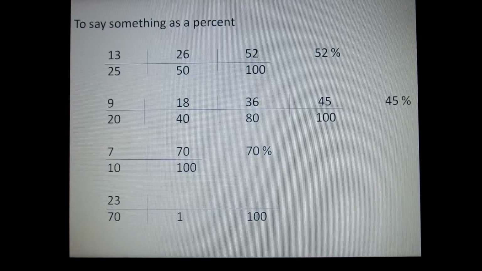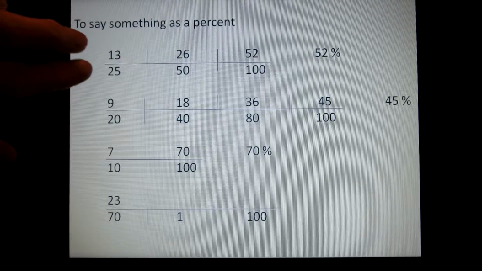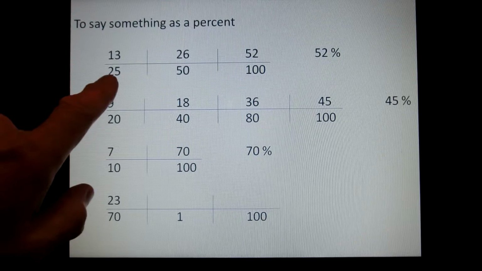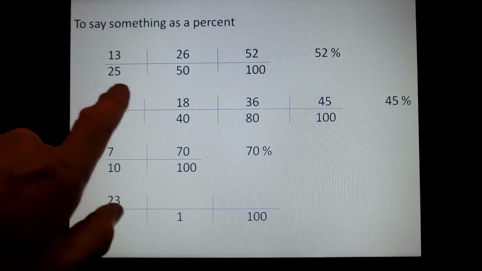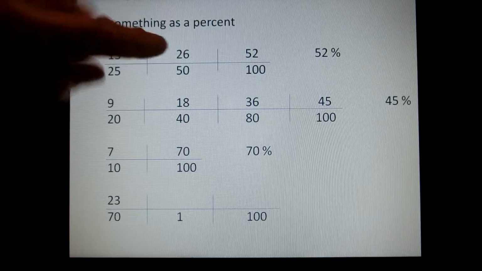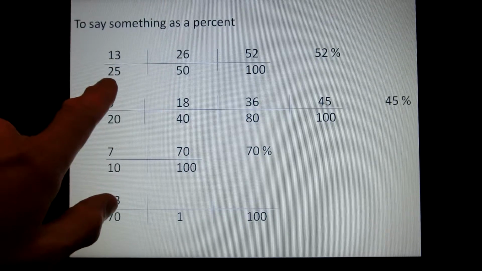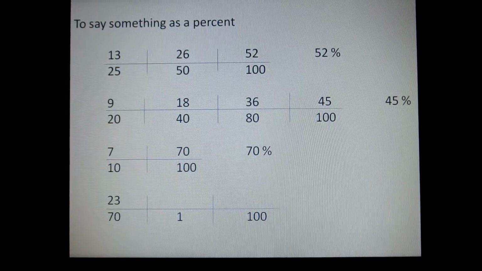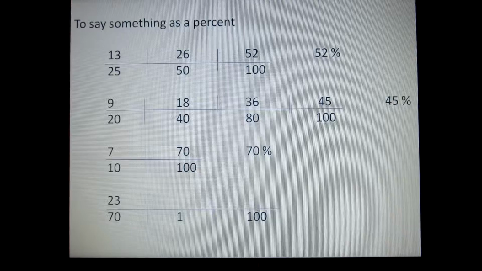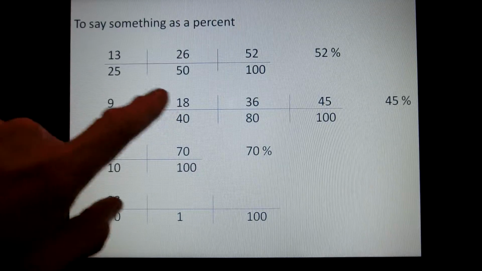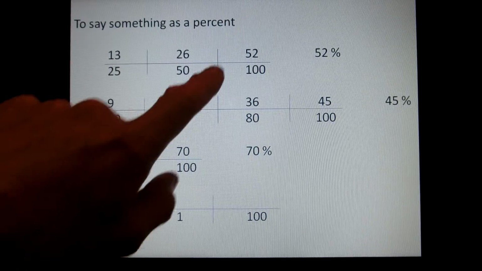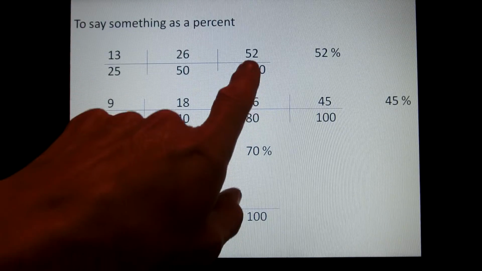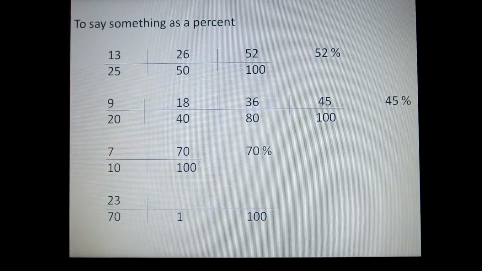You can use the ratio table idea to change the 13 out of 25 into something out of 100. I'm doubling that and doubling that so that the ratio is the same. So 13 out of 25 is worth the same as 26 to 50, or they are the same ratio. And then I'm doubling again and doubling again. So 13 out of 25, or 13 to 25 as a ratio, is the same as 52 to 100. So if the test had been marked out of 100, I would have scored 52 marks.